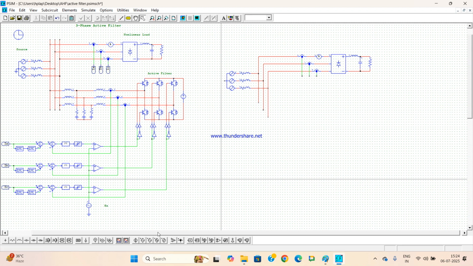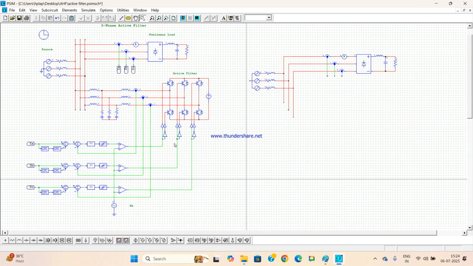I'm not explaining that one. And this inverter is getting switched. How? I am capturing the current which is drawn due to this nonlinear load. You see, this is IA.